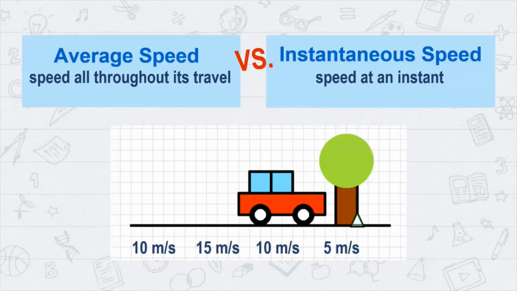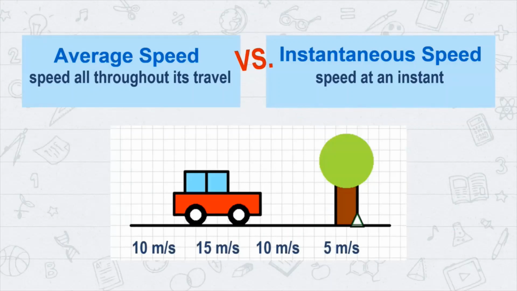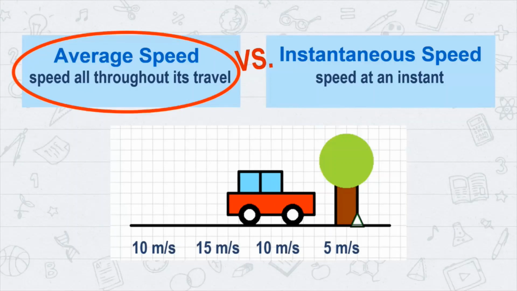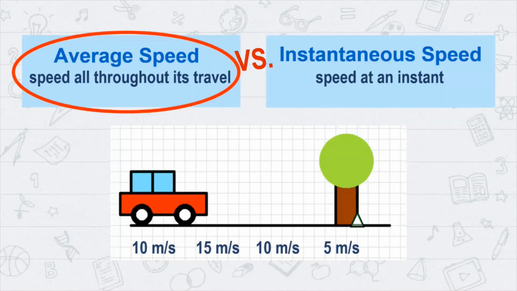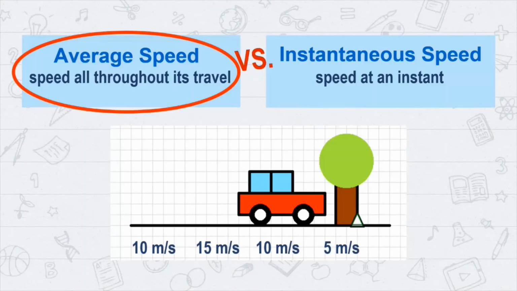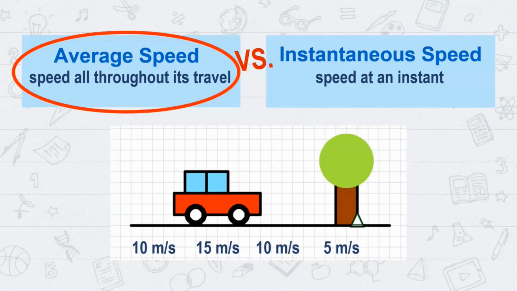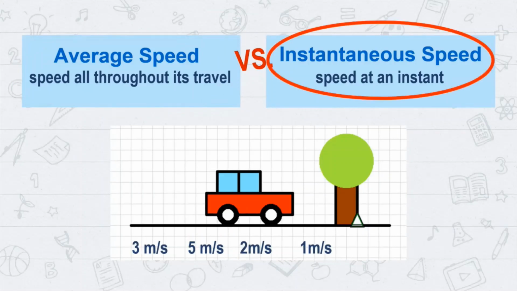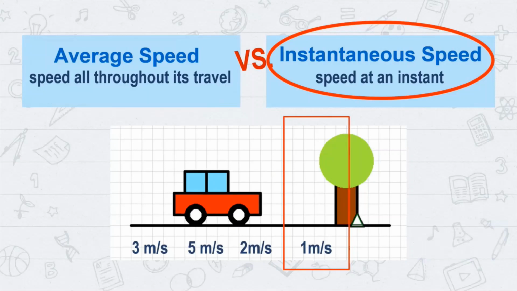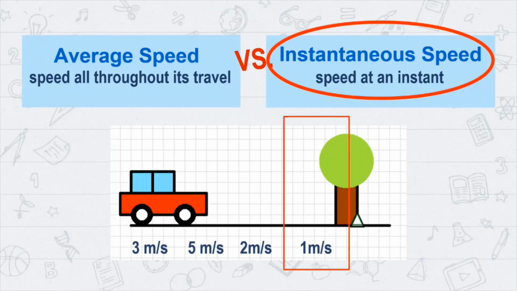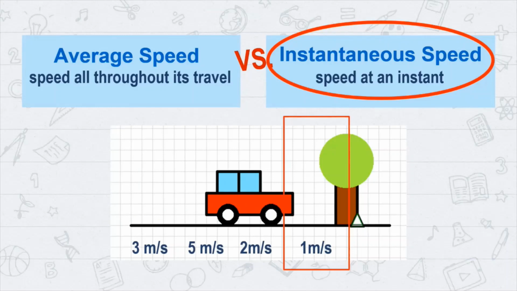Now, when we talk about speed, there's what we call an average speed. Average speed is an object's speed all throughout its travel. Consider this example. The car has varying speeds throughout its journey. In this example, what is the car's speed at this instant? You got it. It is 1 meter per second.